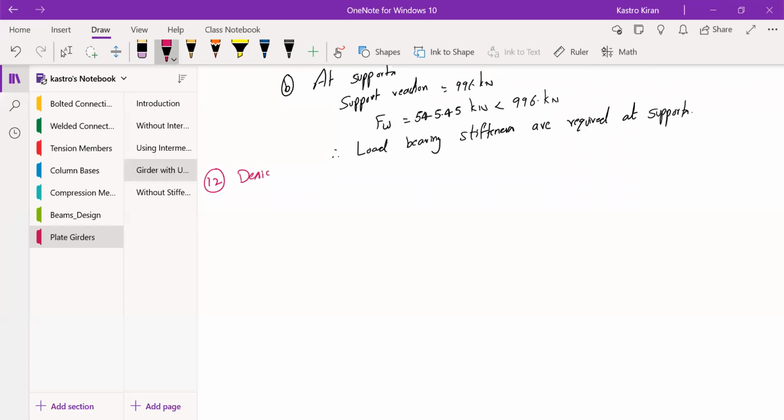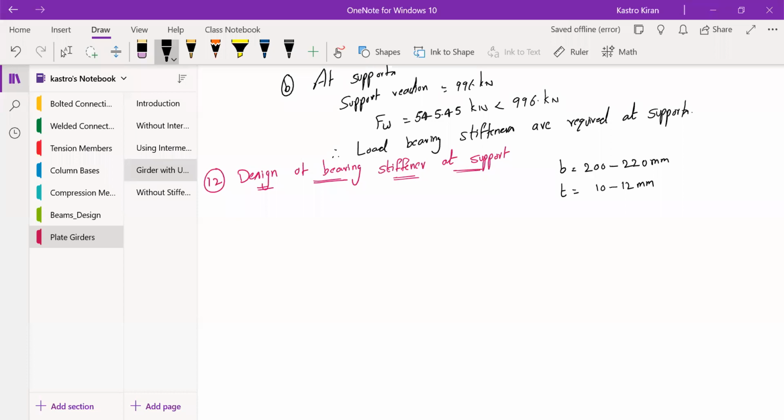It is commonly taken as, usually the width of the load bearing stiffener will range between 200 to 220. Okay, this is width. And the thickness of the load bearing stiffener will range between 10 to 12 mm. So these are the typical values. The width is usually between 200 to 220 mm, and the thickness usually ranges between 10 to 12 mm. However, you have to do the trial and error method before selecting the load bearing stiffeners.